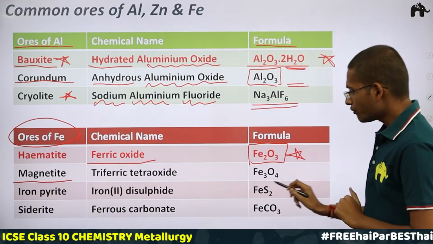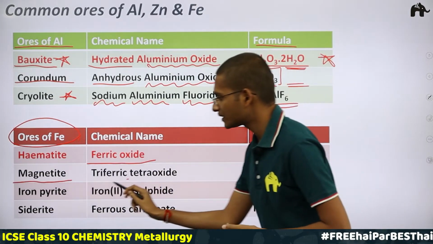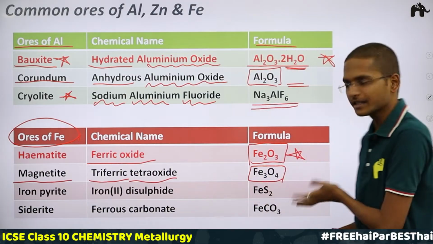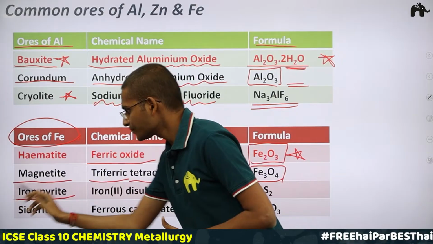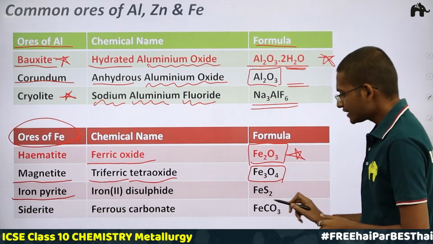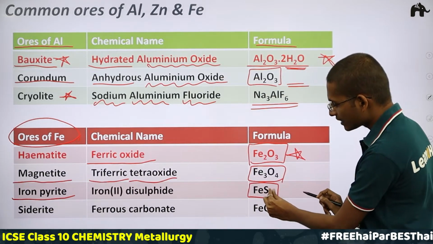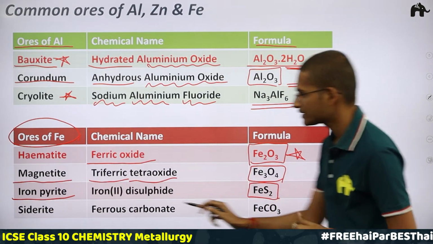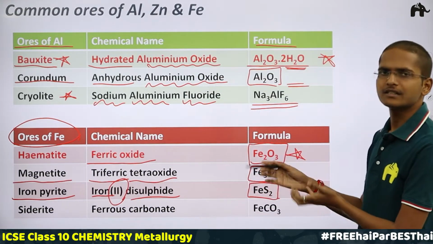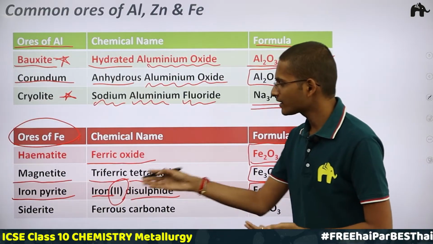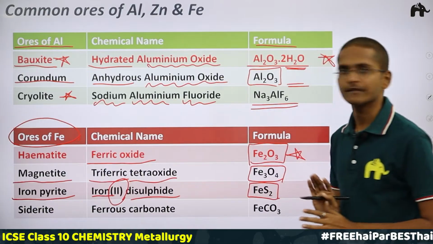Now next is magnetite. Magnetite is Fe3O4, and its name is triferric tetroxide. 3 iron, 4 oxygen, triferric tetroxide. Very simple. Next is iron pyrite. Its chemical formula is FeS2, so iron disulfide. Since its oxidation state is 2 here, that's why in its name also it's 2. But if you want, you can write the 2 in the name, or else you can also just skip this 2 and simply write iron sulfide as well.